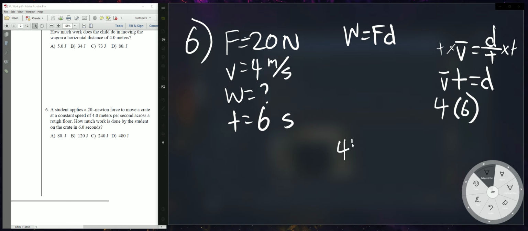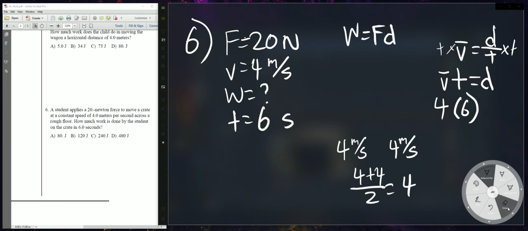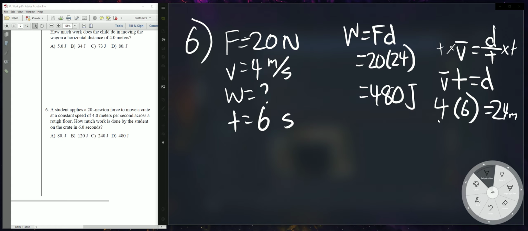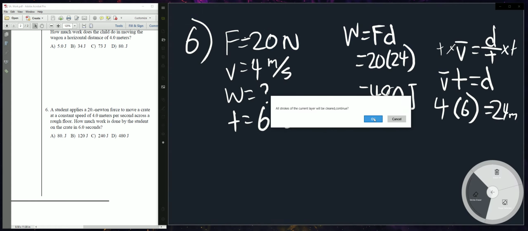My speed is 4 meters per second at 1 second. My speed 5 seconds later is also still 4 meters per second. So what's the average of these two numbers? Well, 4 plus 4 divided by 2 is going to give you 4. And so that's why I can just take my average velocity as that number. And so my distance is going to be 24 meters. Okay, so now we have our distance and we have our force. So 20 times 24 is going to give me 480 joules. All right, so that's the work.